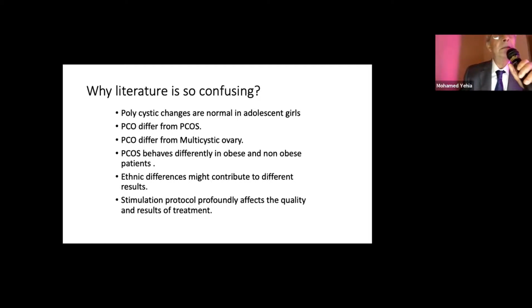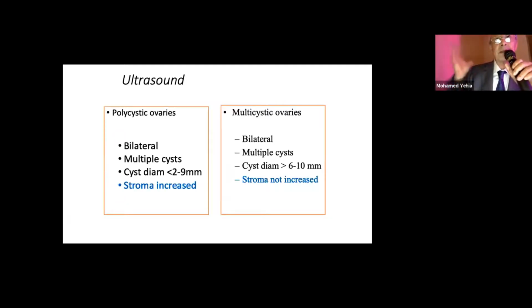And actually, ethnic differences might contribute to different results. Some of you might have seen patients coming from Yemen or Saudi Arabia. Their PCO is totally different from our PCO. Stimulation protocol profoundly affects the quality and results of the treatment. So we have to start thinking about polycystic ovary as not a single disease we are speaking about. It's totally different in different categories.